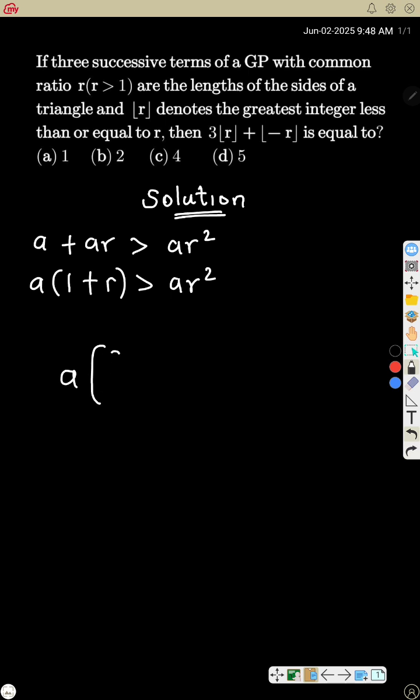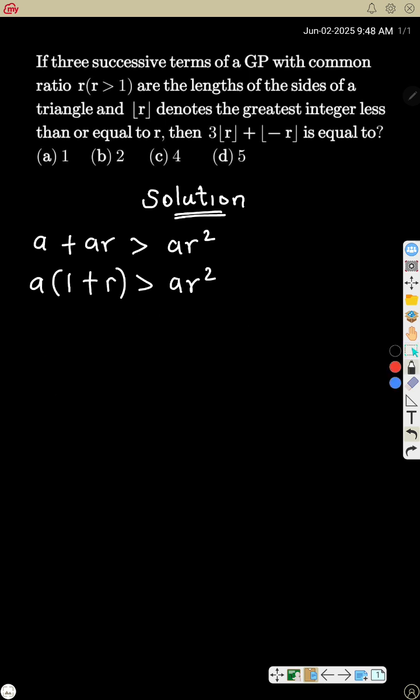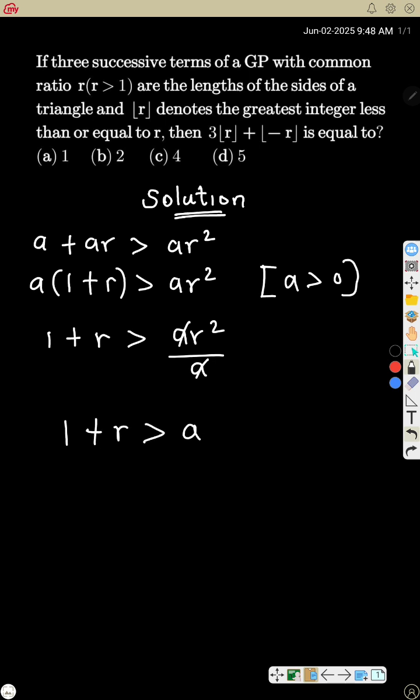So A is common. That means you should divide the rest by A. So A cancels A, that is 1. A cancels A, it remains R. So that's the technique. So now, you can divide both sides by A, since A must be greater than 0. So divide both sides by A. So we have 1 plus R is greater than AR square over A. So we have 1 plus R is greater than R square.